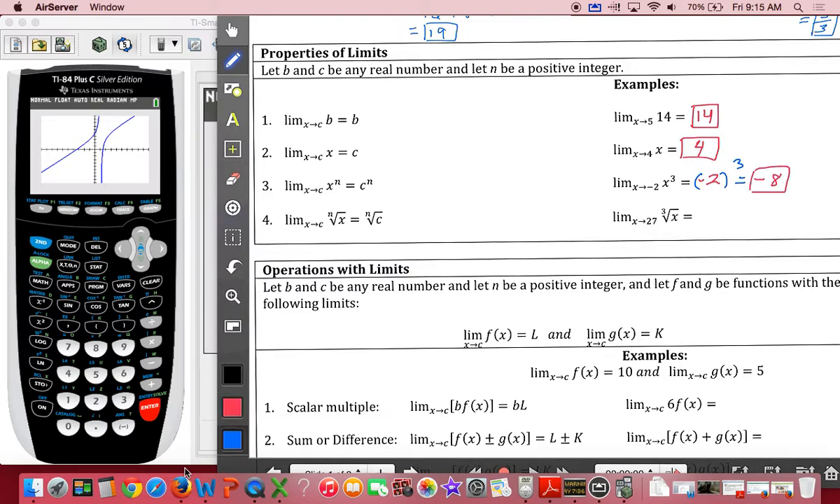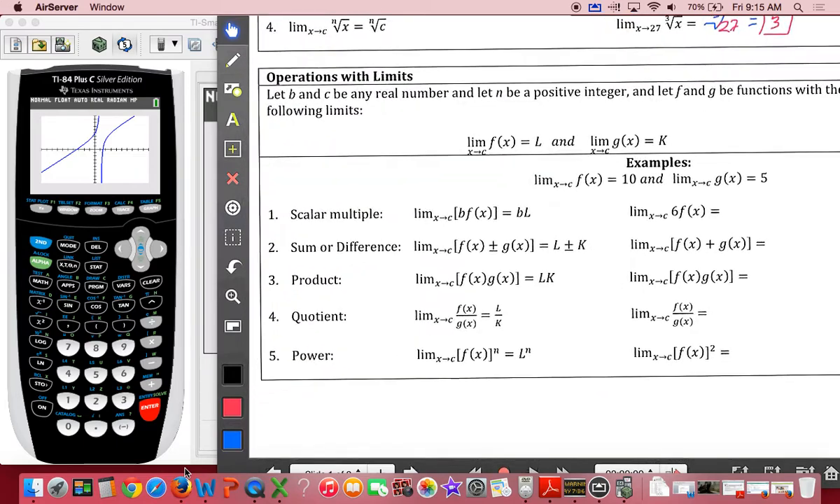Same thing with a power, just using direct substitution. I'm plugging in 27. What's the cube root of 27? 3. So those are going to come in handy later on. Then let's look at operations with limits.